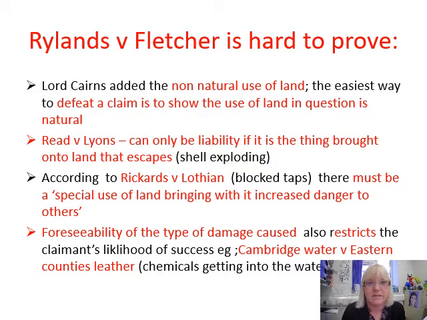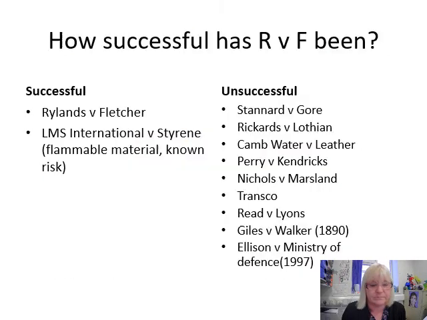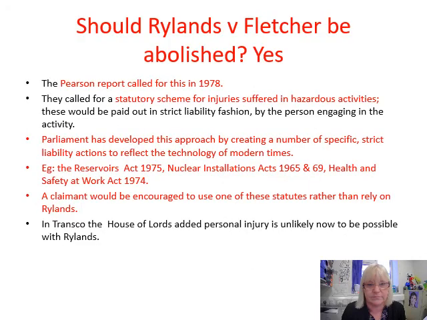It must be the item that escapes. You've got the same Read and Lyons, but you could also use Stannard for that as well. Foreseeability of the type of damage was also successful for Eastern Counties Leather. So we can see here that we've got two successful cases and an awful lot of unsuccessful cases.